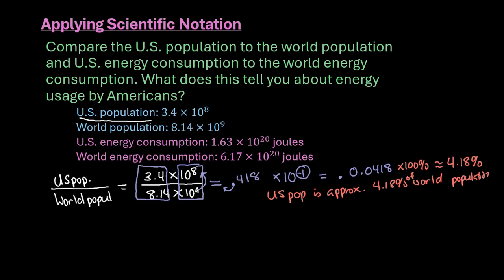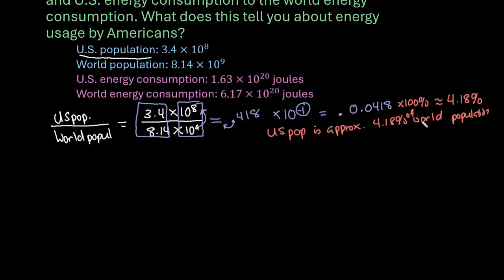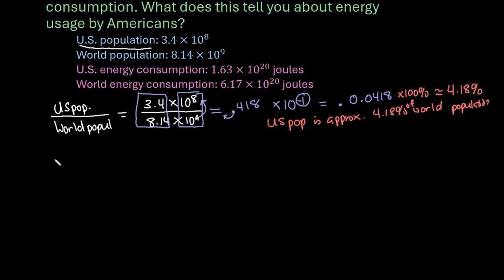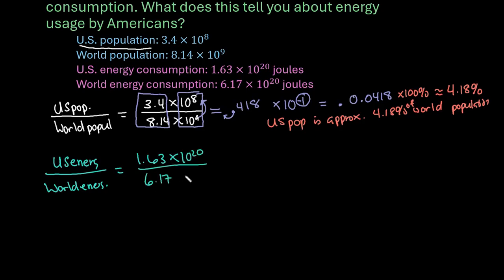Okay, so now let's do the same thing for the energy consumption. So we're going to do the US energy as a proportion of the world energy. And we would set this up as 1.63 times 10 to the 20th over 6.17 times 10 to the 20th.